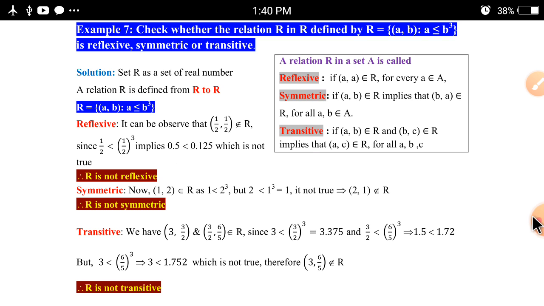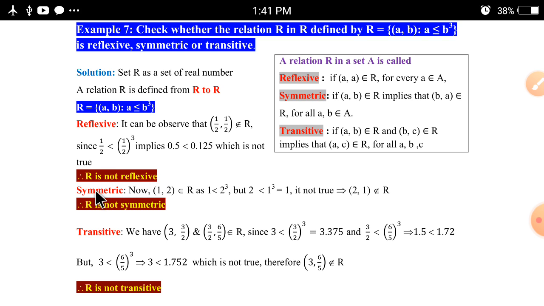What does this mean? This defined relation does not satisfy the condition of reflexive for all real numbers. It fails the condition for a reflexive relation, so therefore R is not reflexive.